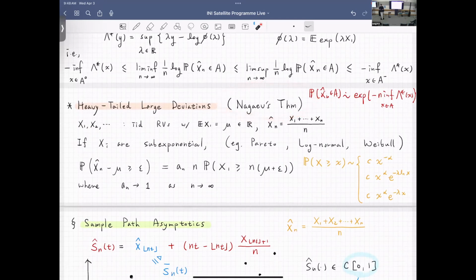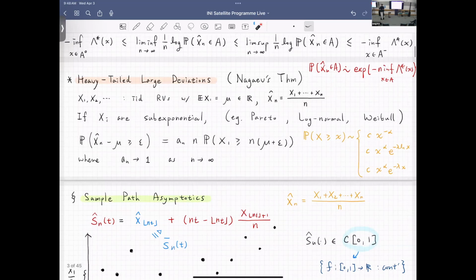The classical heavy-tailed large deviations result is Nagaev's theorem. Same setup: IID, mean mu, and take the sample mean. And here we assume that the Xi's are heavy-tailed. There are many different subclasses of heavy tails. Here it's subexponential, which is probably one of the most general definitions of heavy tails. This includes all the important heavy-tailed distributions like Pareto, log-normal, and Weibull, which are considered the trinity of heavy tails.